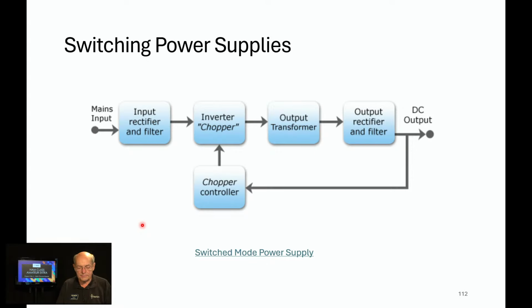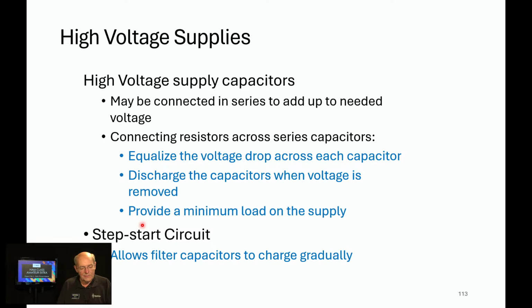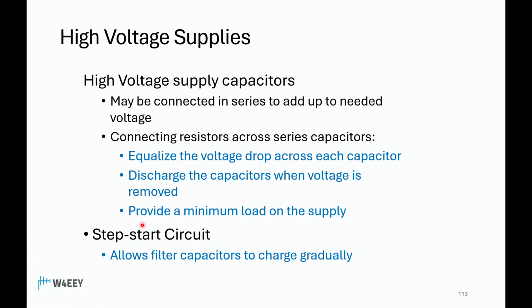Now we're going to look at high voltage power supplies, and you might be wondering, why would we be concerned with a high voltage supply? Well, if you've got a high power amplifier, 1500 watt amplifier, it may be a tube operated amplifier and it's going to need high voltage, possibly several thousand volts.